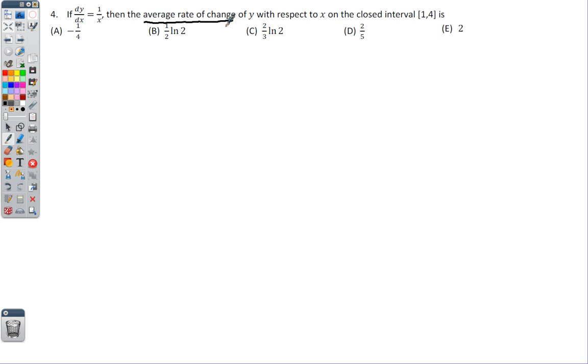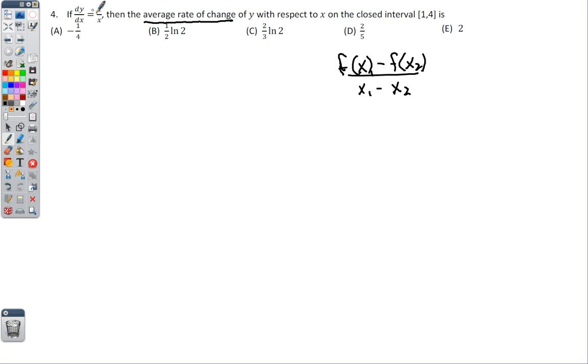Average rate of change was that secant line, right, where we find that f of x1 minus f of x2 over x1 minus x2, or in other words, it's the slope, right, using 2 points. So we've got to figure out how I can make this into something I can use, basically. Well, looking at this is essentially something I can take the integral of, right?